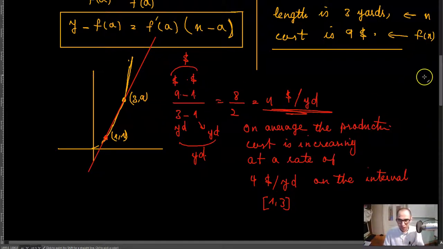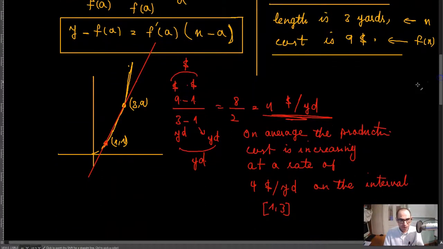Now, you can also find the instantaneous rate of change. The instantaneous rate of change you could consider only at one single point, as the tangent line to the function at this point. And you could calculate that using some limit, for example, f prime of 1, right? f prime of 1 would be the instantaneous rate of change of cost with respect to the number of yards.